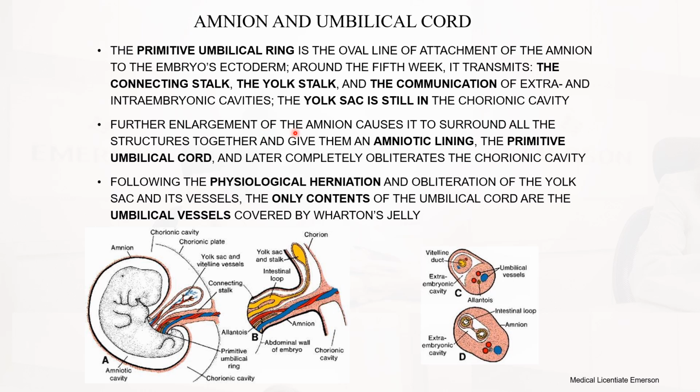With further enlargement of the amnion, it surrounds all the structures together and gives them an amniotic lining. Then the primitive umbilical cord later completely obliterates the chorionic cavity. Following the physiological herniation and the obliteration of the yolk sac and its vessels, the only contents of the umbilical cord are the umbilical vessels covered by Wharton's jelly. Okay, so this is also one of the structures found on the umbilical cord, the Wharton's jelly. This is very good to understand.